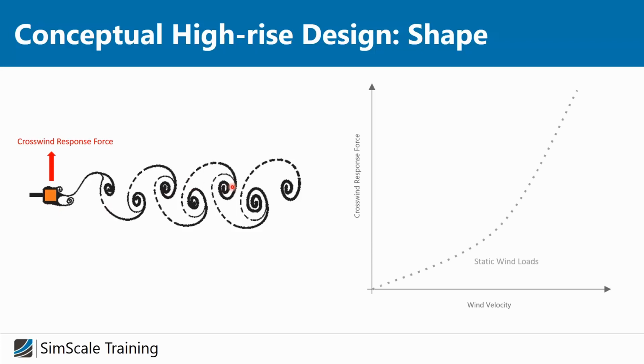Let's take a look at this chart, for example. If you have a static wind load and you ramp it up and measure the forces, you would see a quadratic relation: if you increase the wind velocity, the forces will increase. But whenever we have transient wind loads and these complex effects of vortex shedding, it can happen that we have peaks, and this can be very critical when it comes to designing a building.